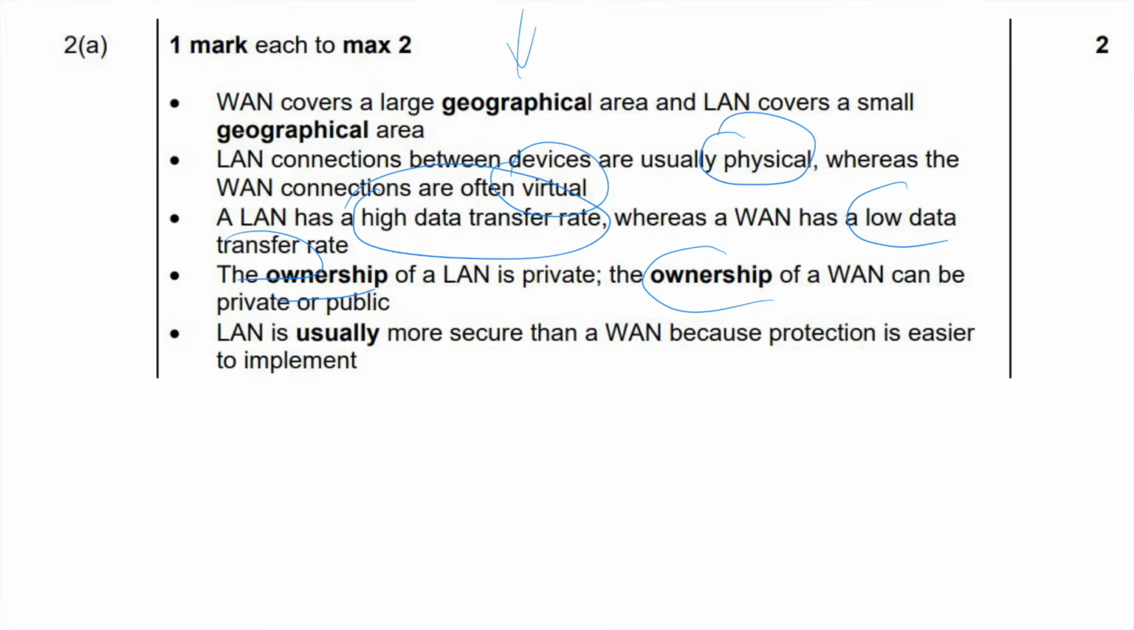And here also, the LAN is usually more secure than a WAN because protection is easier to implement. With a local area network, it's just easier. We have a smaller number of computers, and all our network infrastructure is within a smaller area, so it's easier to secure. Versus a WAN, we're trying to protect a global network with a huge number of devices, so it's just going to be a lot more difficult.